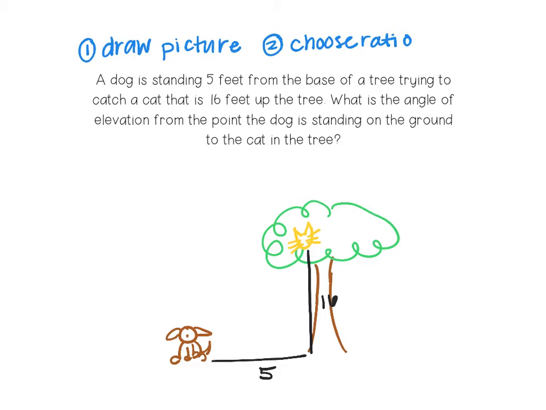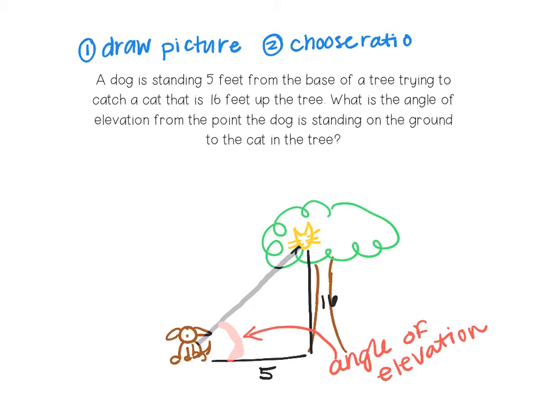So here, I'm going to have the dog's line of sight. And what I have is an angle of elevation that exists right here between the dog's line of sight and that horizontal line, which in this case is the ground. So that is our angle of elevation. And I'm going to use right triangle trigonometry to figure out that angle.